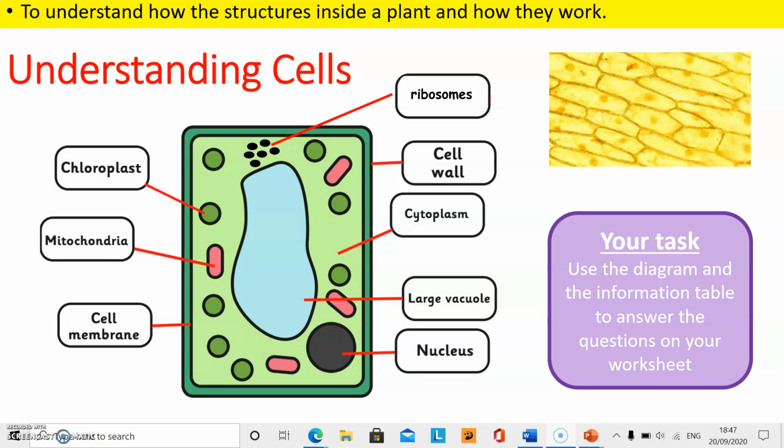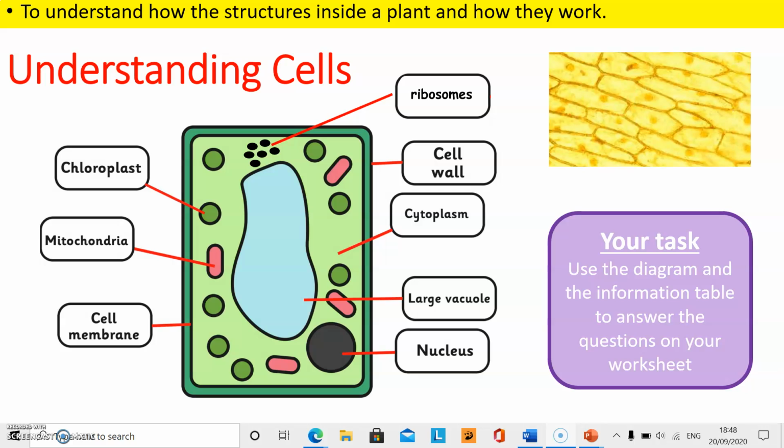We'll start off by looking at a plant cell. Now you'll notice the shape is quite different to the animal cell that you will have done last year. The animal cell was more spherical, like a football shape, and the plant cell is more boxy, and you'll see why shortly.